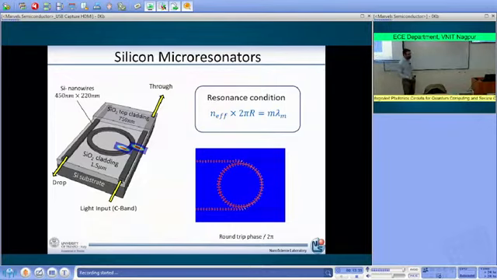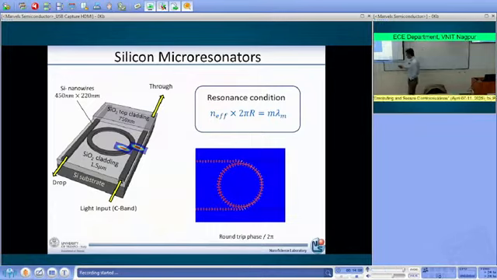What is the condition for a constructive interference? The condition is that the round trip phase should be a multiple of 2 pi. Okay? So you need the phase of the light that is entering and the phase of the light that is reaching this point after a round trip, so the phases of the two light fields, should differ by a quantity that is an integer multiple of 2 pi.